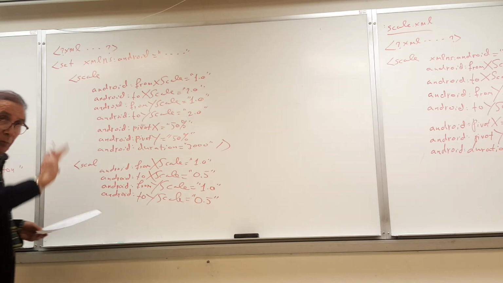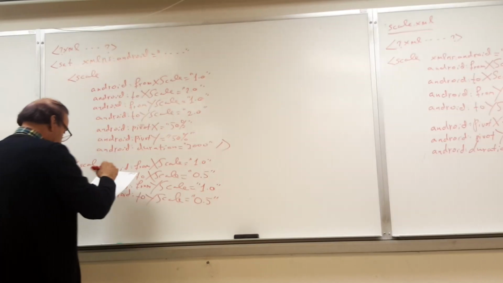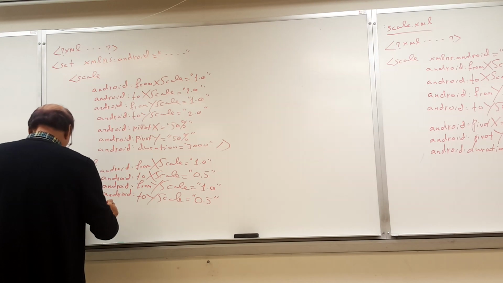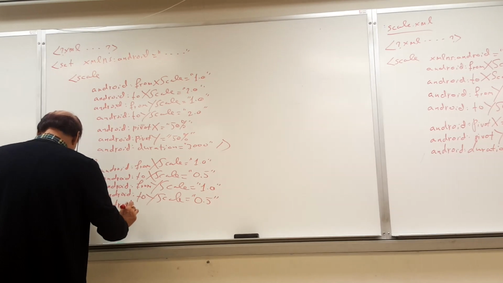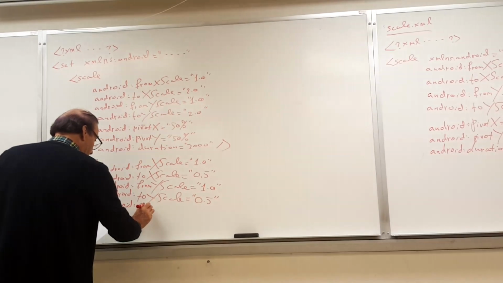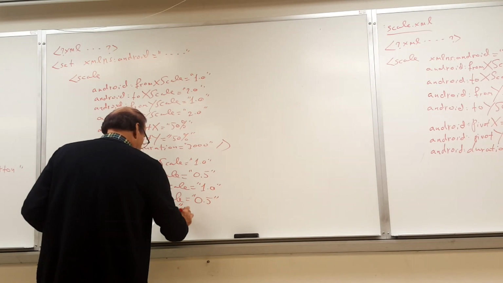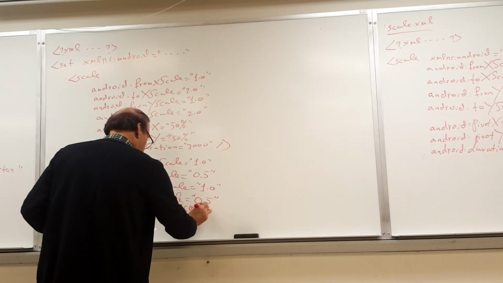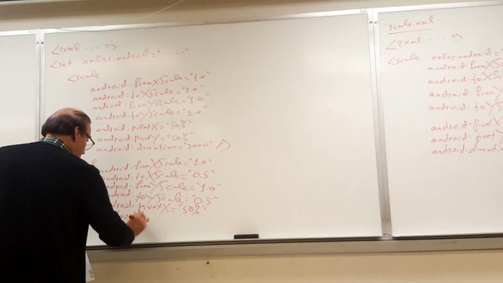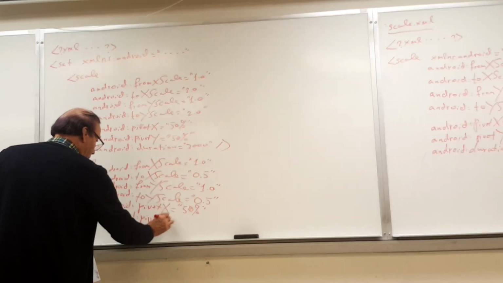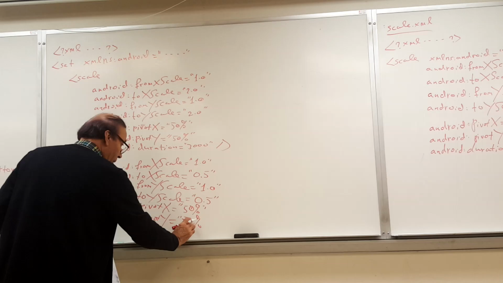And pivot, you need to know the reduction should be around what pivot. So almost at the center. So we're going to do this. Android colon pivot x would be 50% and Android colon pivot y also 50%. Okay.